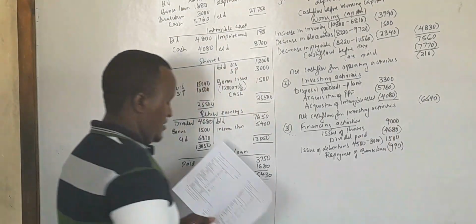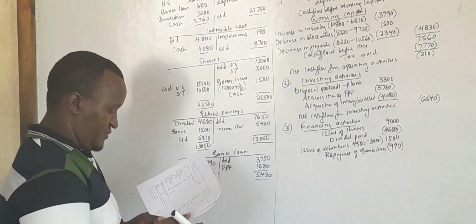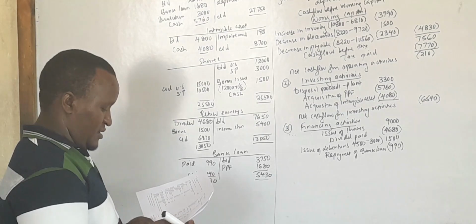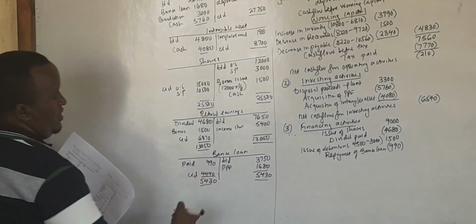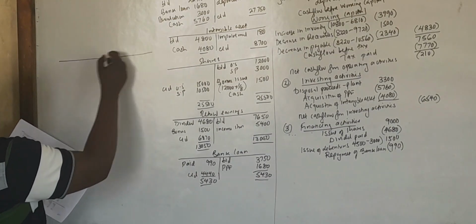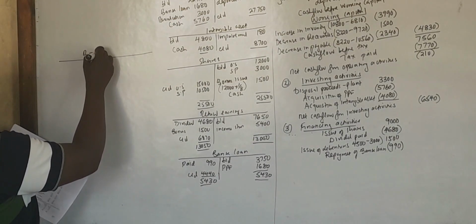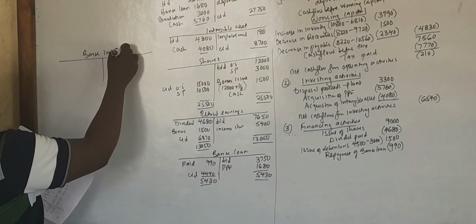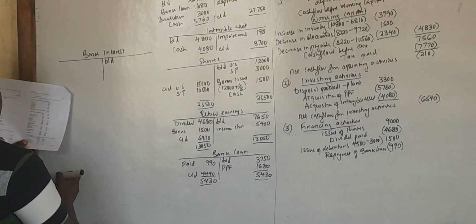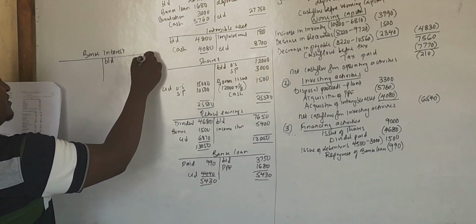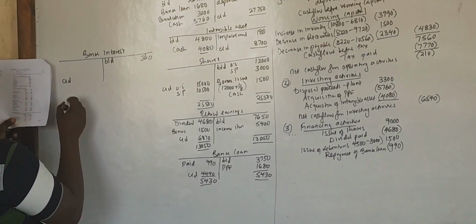Okay. What else are we remaining with? Note number 2. We have the bank interest payable. Let me just do it here. The bank interest. This account is to assist you. Bank interest, it's a payable. We had a breakdown of what? 360 and carry down of 510.